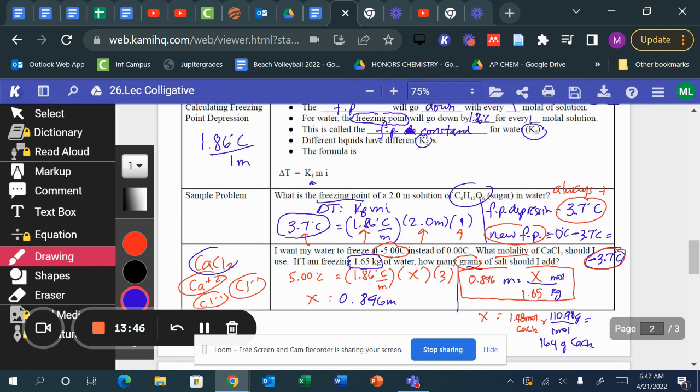Okay, so this is how you do the problems. If the solvent is not water, they will give you the constants and you can plug that in there. Okay, but it's the same way. You do everything the same way.